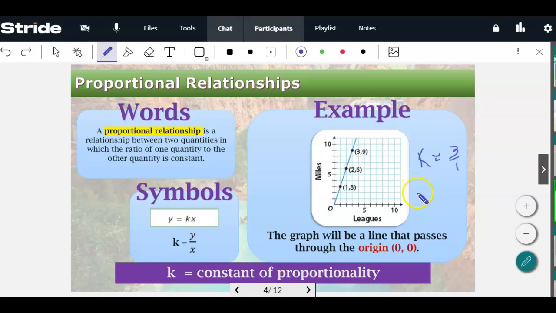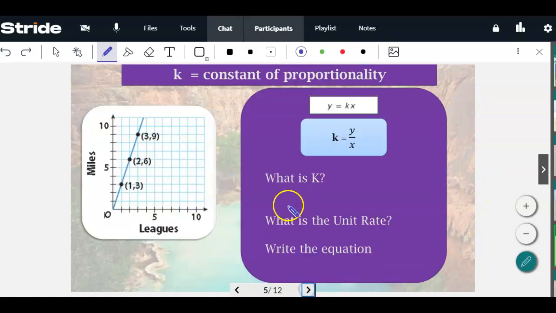So our equation for this proportional graph would be 3x. Because you just write it like this, y equals kx, our k is 3, simplified, so y equals 3x. That's what we're doing today. So putting it all together.